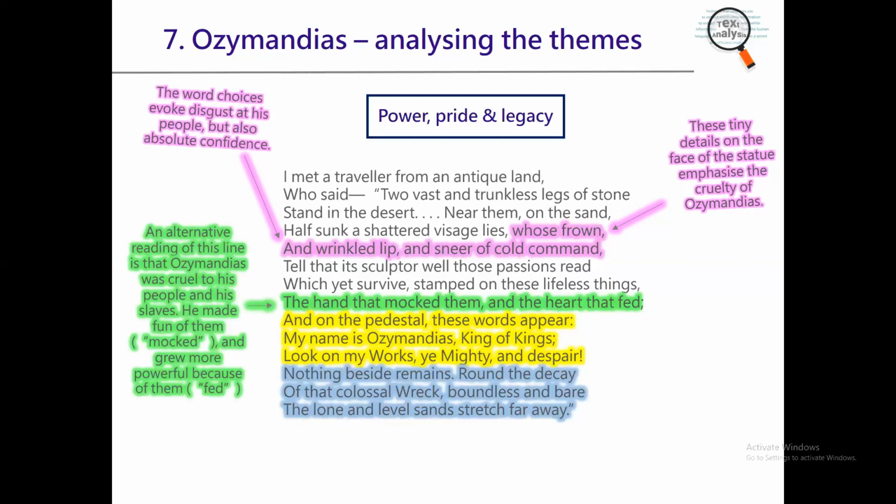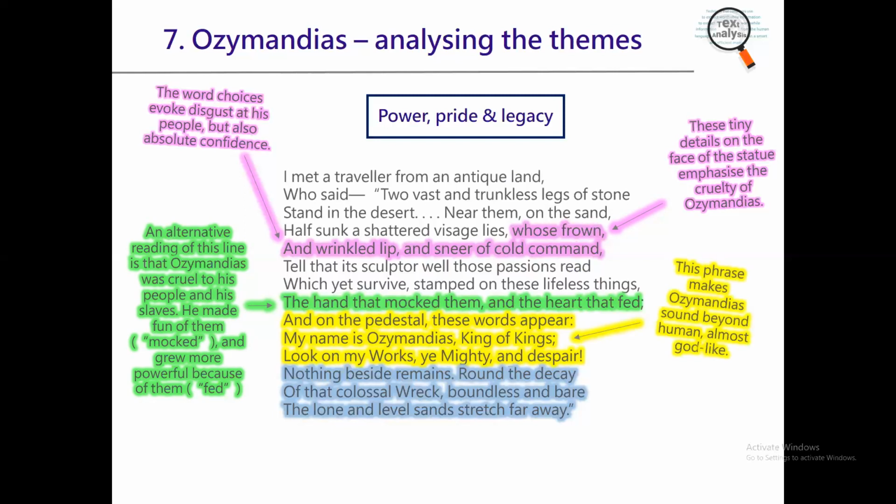So the hand that mocked them and the heart that fed. We've already said earlier that this could actually have a double meaning. The alternative reading of this is that Ozymandias was cruel to his people and his slaves. So mocked in this sense could mean that he made fun of them. And when it says fed, this could actually mean that he grew more powerful from them. I suppose in a sense that could mean he grew more powerful because his land and his monuments grew because of his people.